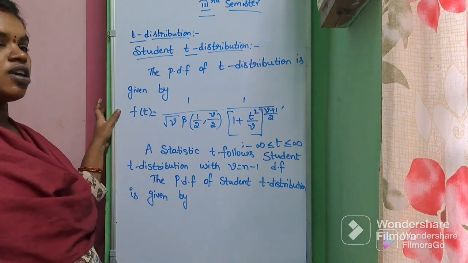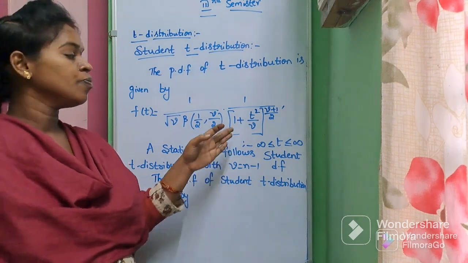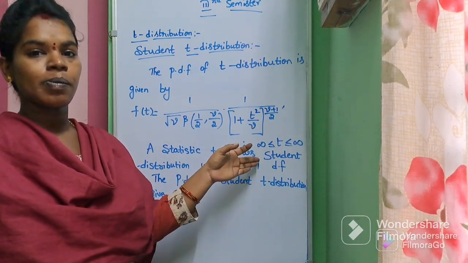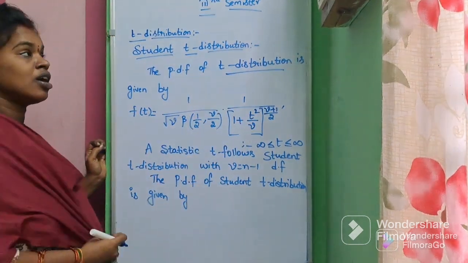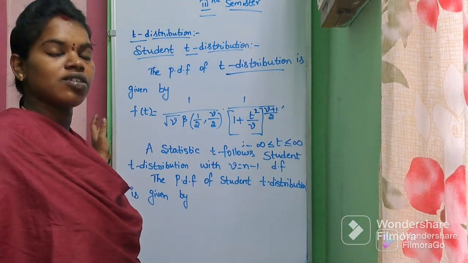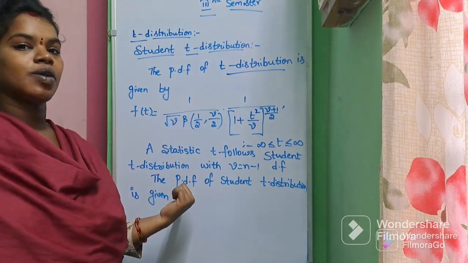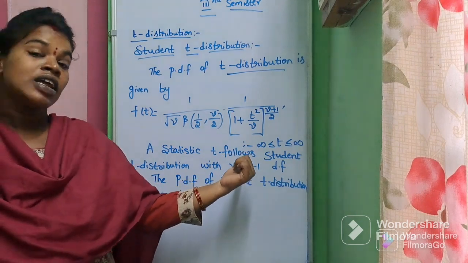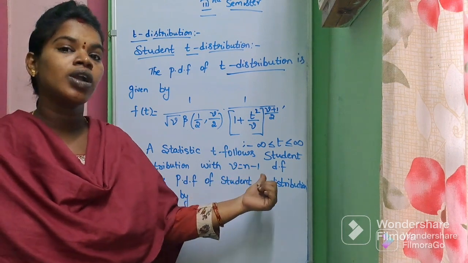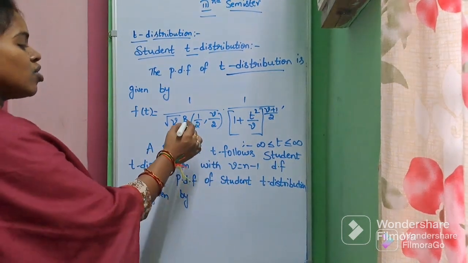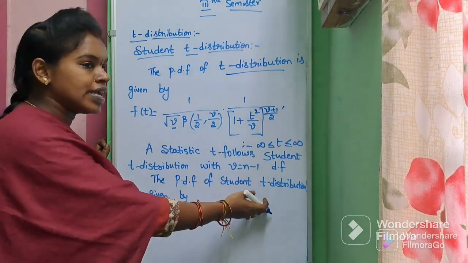The PDF of the t distribution is given by f of t equal to 1 by root nu into beta of 1 by 2 comma nu by 2 into 1 by 1 plus t square by nu whole power nu plus 1 by 2. This is our t distribution PDF, and here we have two types of t distributions. First one is the student t distribution and the second one is Fisher's t distribution. So first we have to write the student t distribution. Here the statistic t follows a student t distribution with nu equal to n minus 1 degrees of freedom. In place of nu, we have to replace n minus 1 degrees of freedom. Then only will the student t distribution exist.